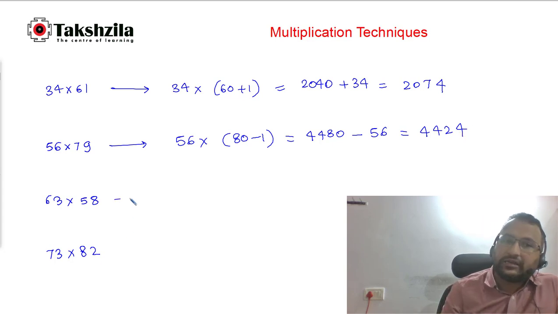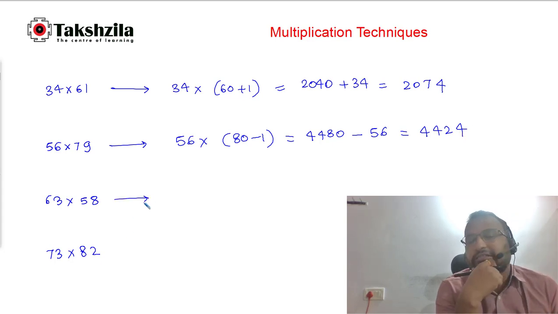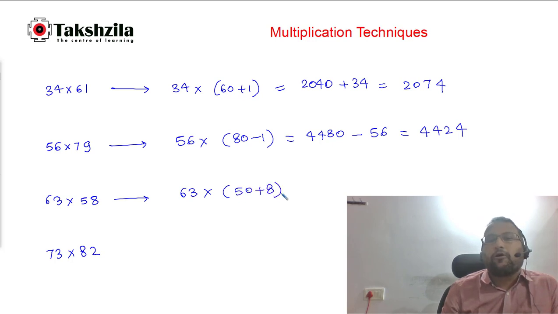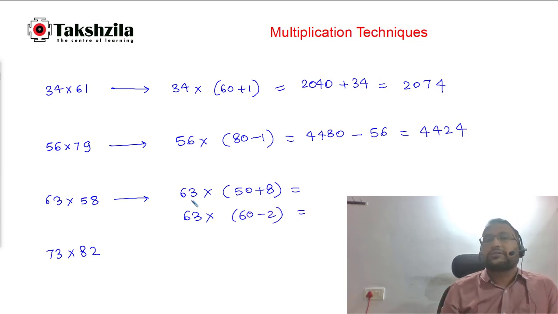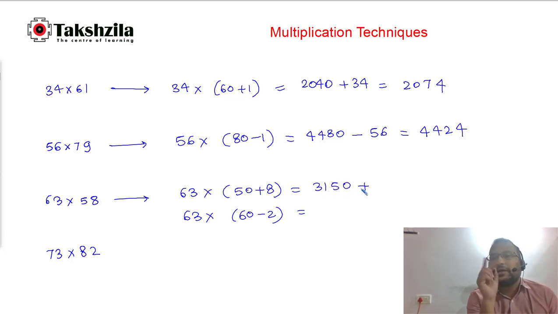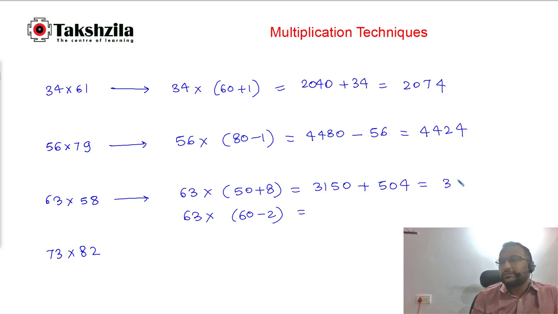Then 63 into 58. So over here, what we can do is 63 into 50 plus 8. Or you can also do it like this, 63 into 60 minus 2. Whichever comes to your mind first. Now 63 into 50 is nothing but multiply 63 with 100 and divide by 2. That is equal to 3150. Plus 63 into 8 is how much? 480 and 24, that is 504. This addition is 3654.